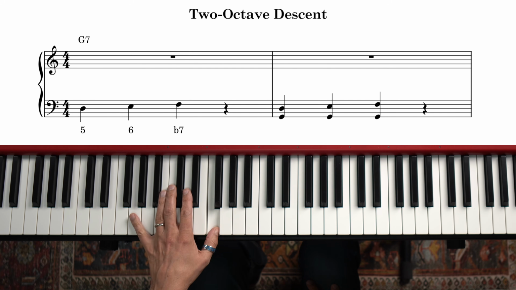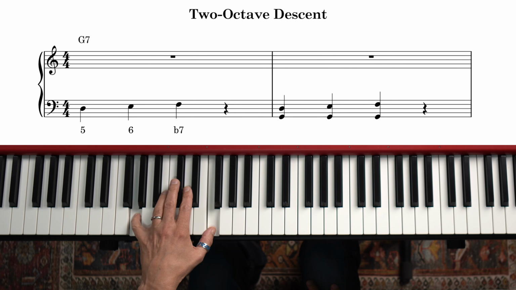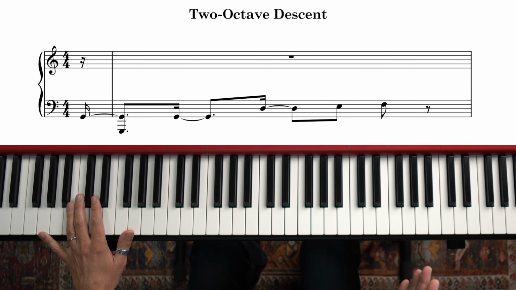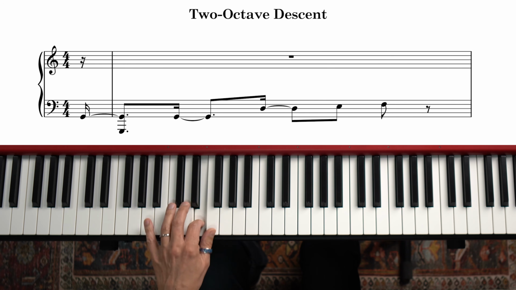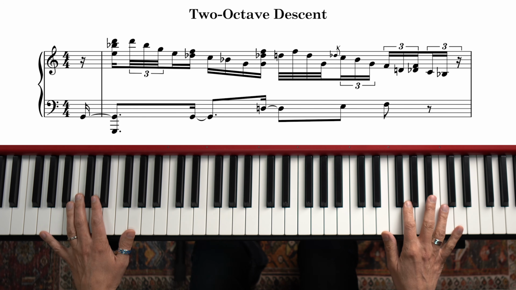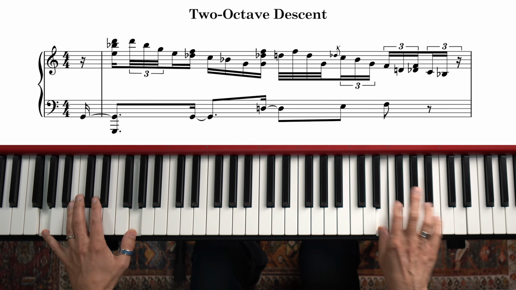There's also a left-hand part that contains the typical 5-6-flat 7 movement that we know from many left-hand blues piano patterns. Here's what the left hand plays in the first bar of the octave descent. Here's what that sounds like together with the right hand.